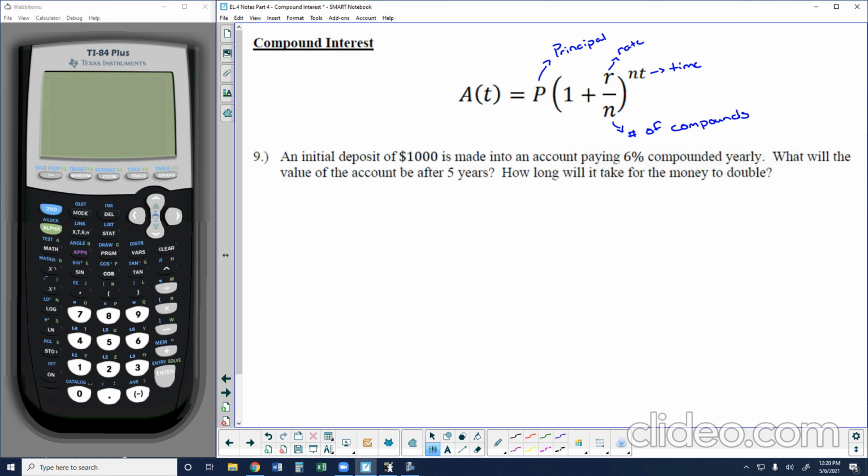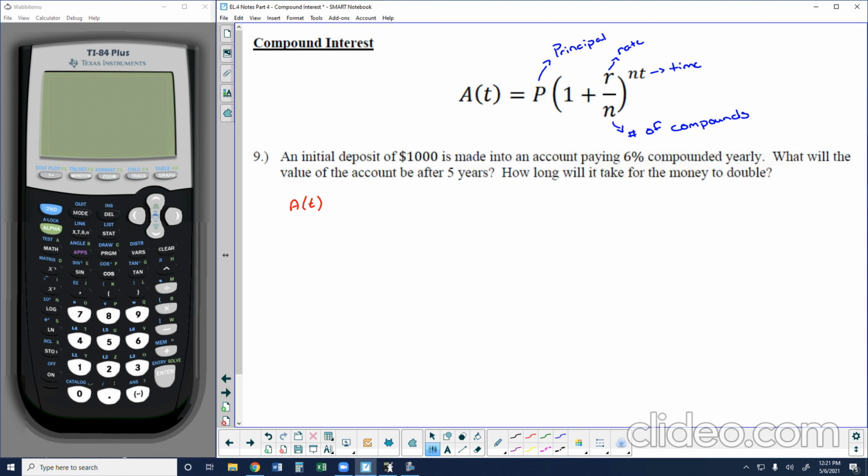So in problem number 9, it says an initial deposit of $1,000 is made into an account paying 6% compounded yearly. What will be the value of the account after 5 years? And how long will it take for the money to double? So in this case, we're going to deposit $1,000, and we want to identify two different things about the account. So when we take a look at the account balance here, the first question is to find the value of the account over time.